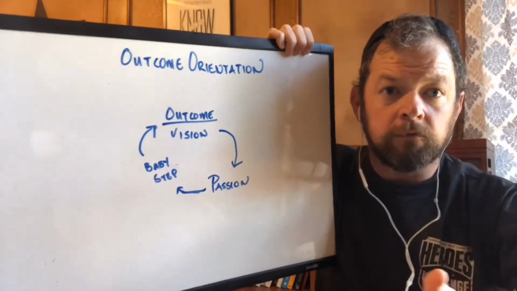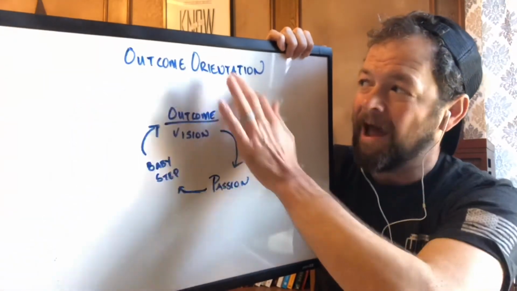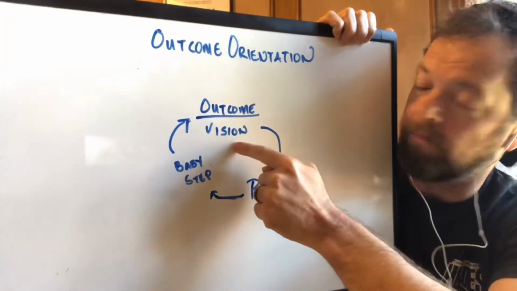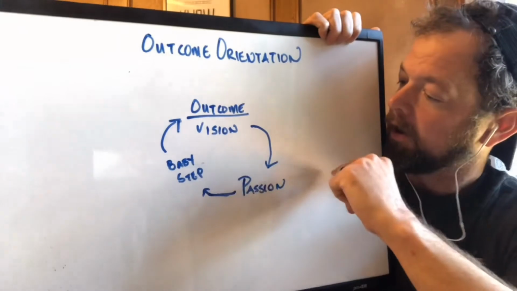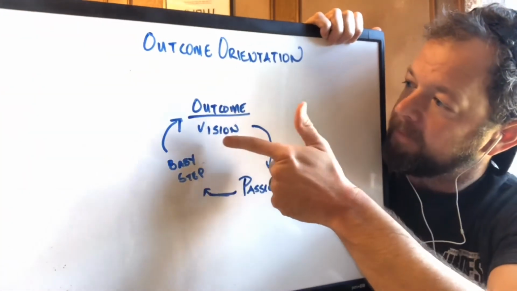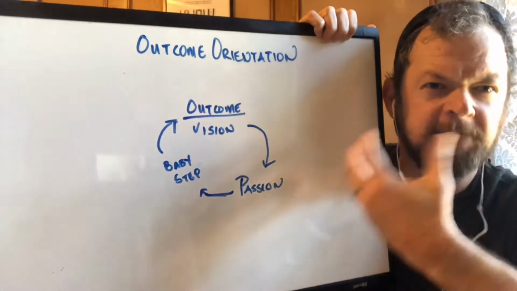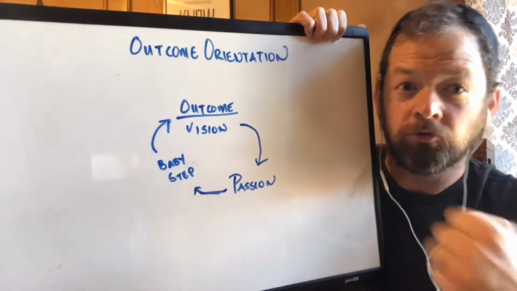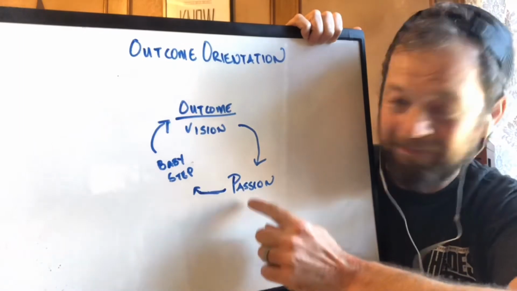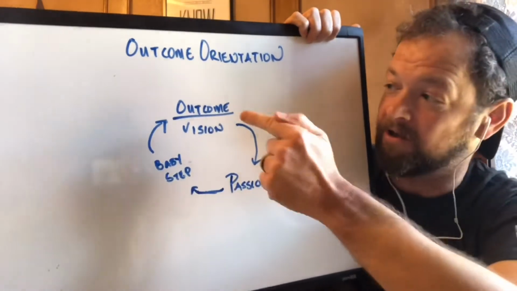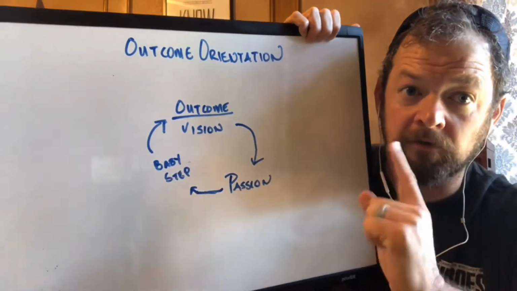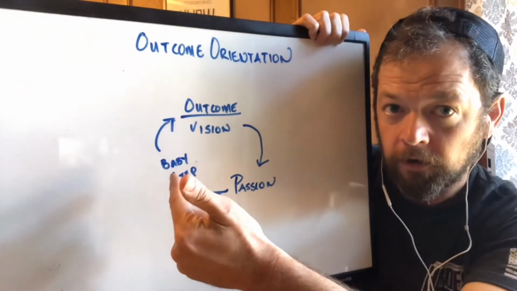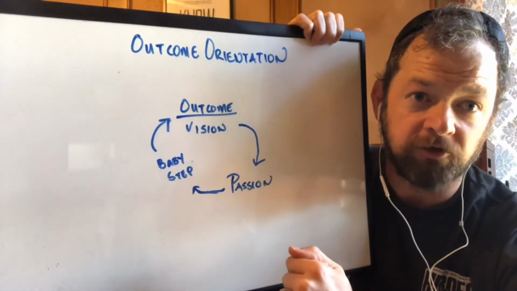The alternative to the problem orientation is the outcome orientation. Here I'm focusing on the outcome, or a vision that I choose. Choice is a really important word. That outcome, that vision, creates an inner state of passion. I don't know what to do, but I just feel like this is such a great thing, and that passion leads to a baby step. I don't know how I'm going to make that vision happen, but I guarantee I can do this one little itty bitty thing.